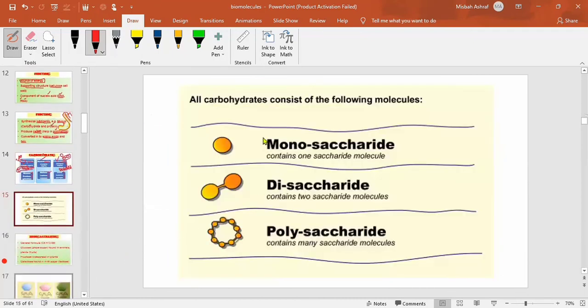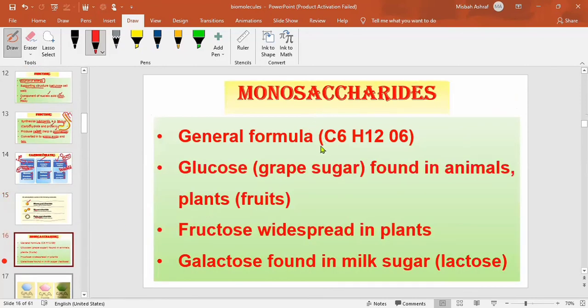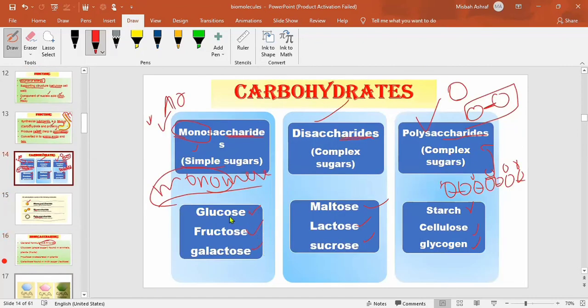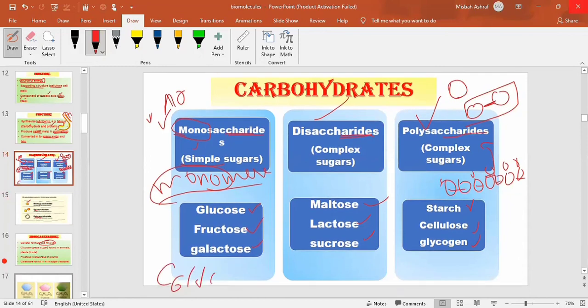Now we are going to see these examples. Here you can see the monomer; this one unit is showing the monomer. 2 are showing the disaccharides, and here you can see that more monosaccharides are joined together, which is forming the polysaccharide. Monosaccharides have the general formula C6H12O6. Here we have seen that there are 3 monosaccharides: glucose, fructose, and galactose. All these 3 have the same general formula, which is C6H12O6.